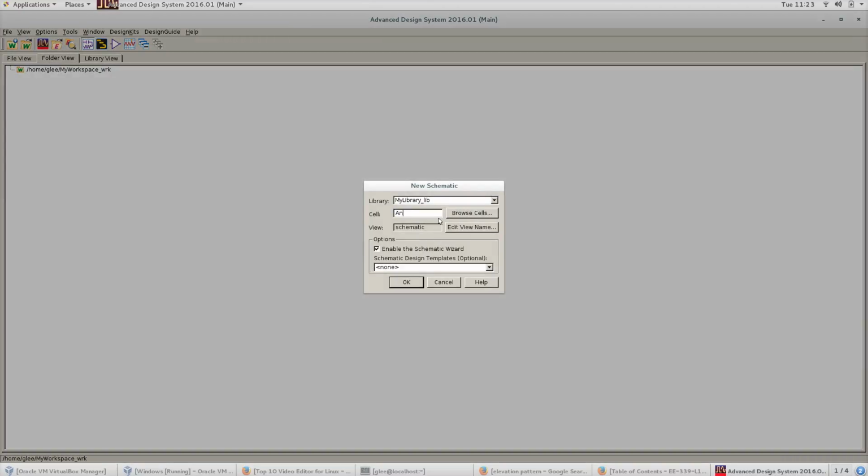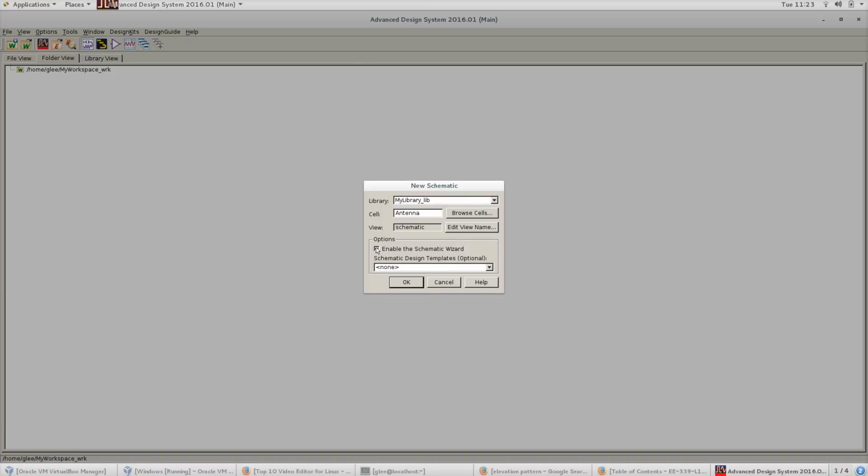So I'm going to call this antenna. My reason for this is that in our first lab we're actually going to be simulating an antenna, so it's going to be something similar to this, and I'm going to talk a little bit about how to build one of these inside of the environment. So we'll just go ahead and call it an antenna. I'm going to enable the schematic wizard.